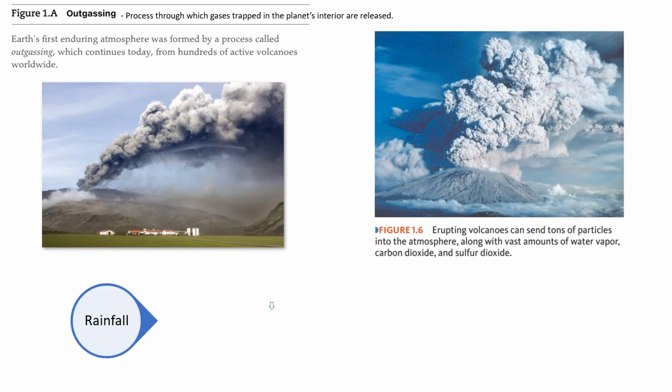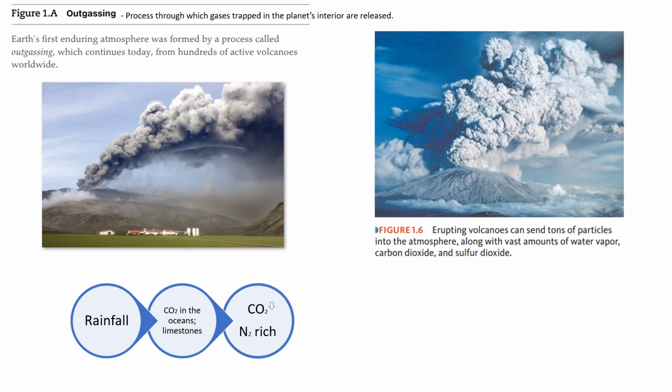And so what happened is when there was heavy rainfall, this rainfall carried the carbon dioxide down towards the oceans and deposited the carbon dioxide also in rocks, where it was made into limestones. Therefore, the carbon dioxide content in the atmosphere was lowered, and the atmosphere became nitrogen rich.